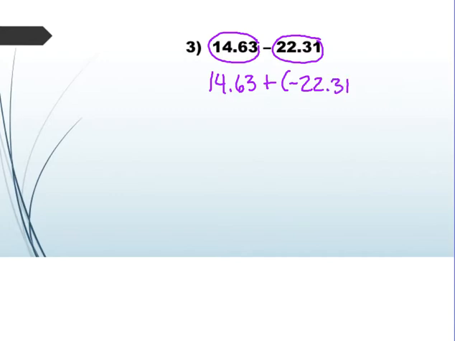Practice number 3, it is subtraction. First step is to circle our two terms. Keep, change, change. We are going to use the rule of addition, different signs, big minus small, 22.31 minus 14.63.